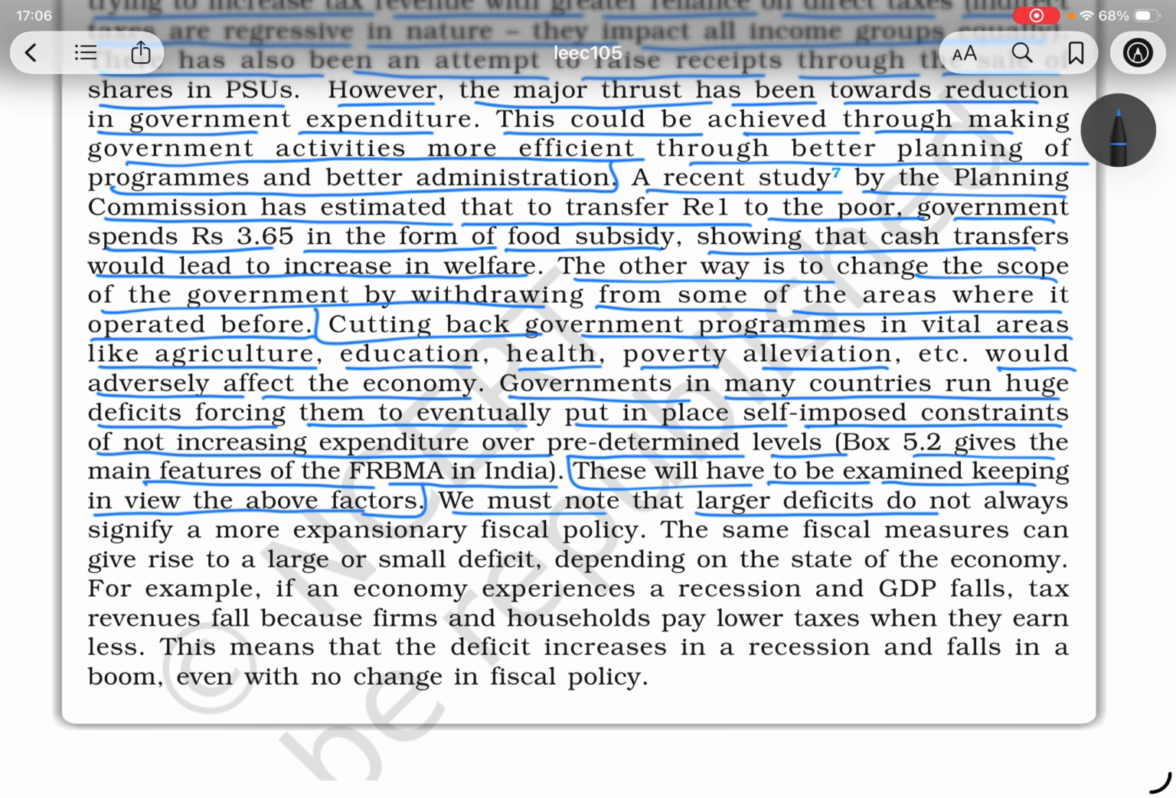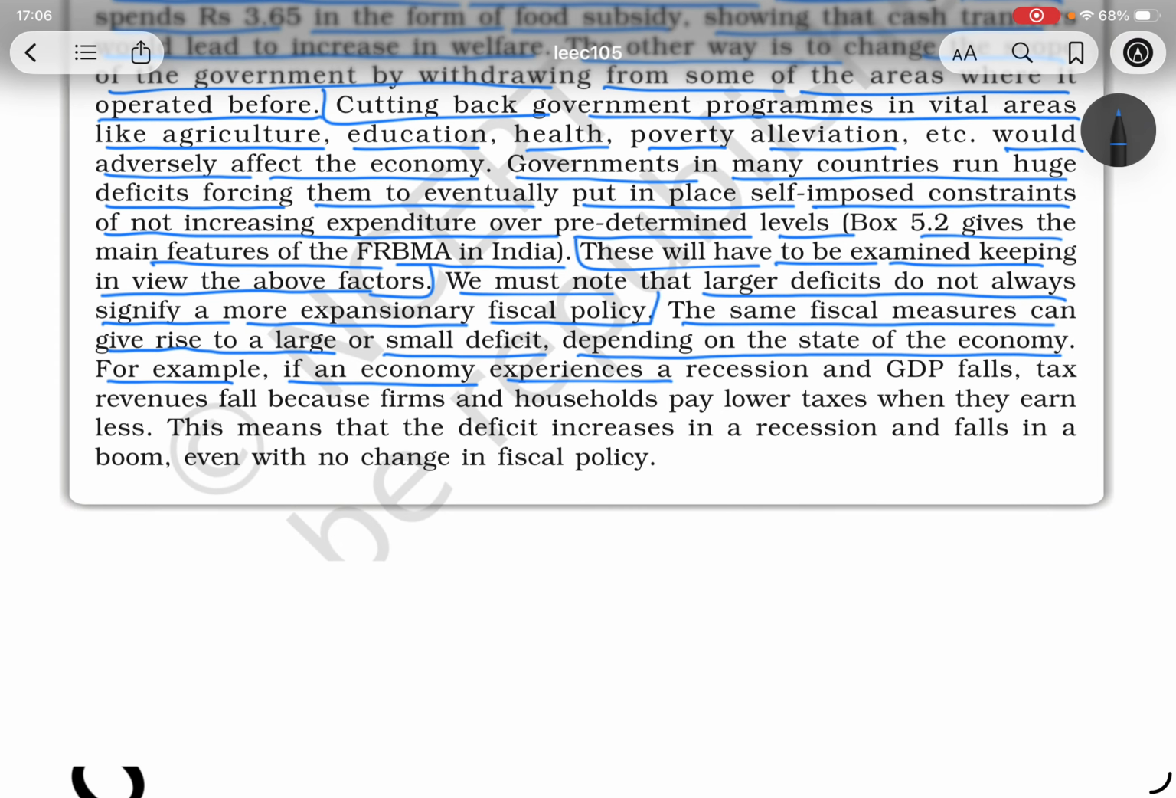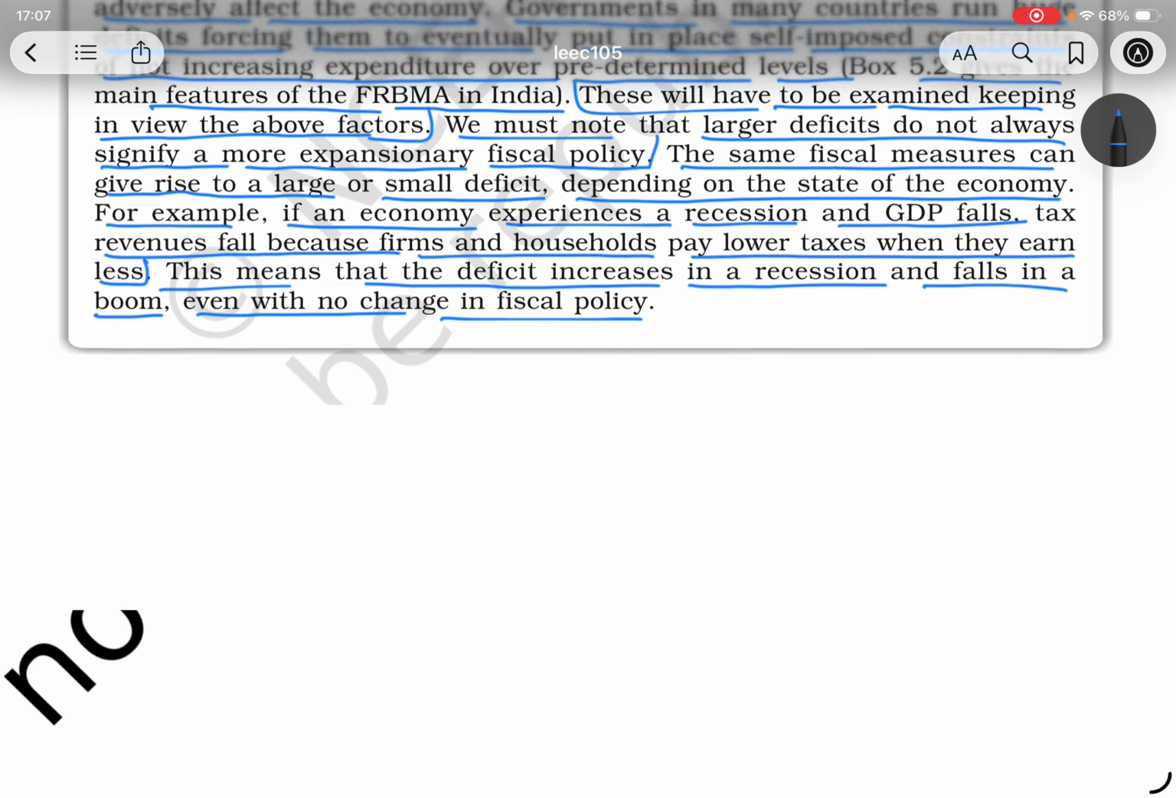We must note that larger deficits do not always signify a more expansionary fiscal policy. The same fiscal measures can give rise to a large or a small deficit depending on the state of the economy. For example, if an economy experiences a recession and GDP falls, tax revenues fall because firms and households pay lower taxes when they earn less. This means that the deficit increases in a recession and falls in a boom, even with no change in fiscal policy.